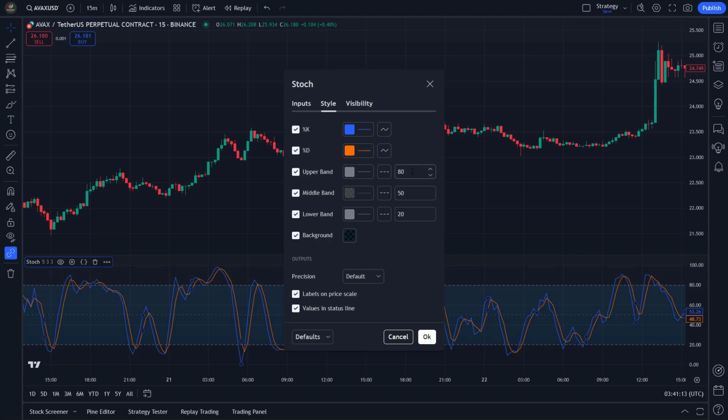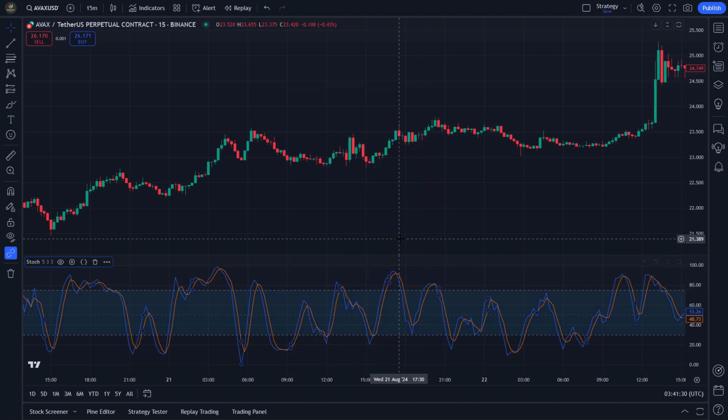Set the overbought level to 75, which provides a more realistic threshold for potential price drops. Similarly, set the oversold level to 30, allowing us to capture more reliable buy signals. With these adjustments, the stochastic indicator becomes more responsive to price changes while reducing market noise, resulting in clearer signals and helping us make smarter trading decisions.